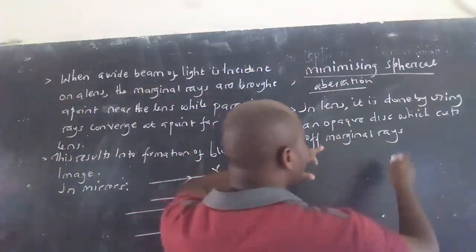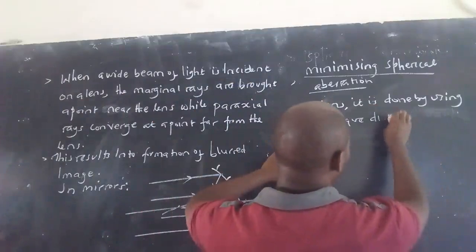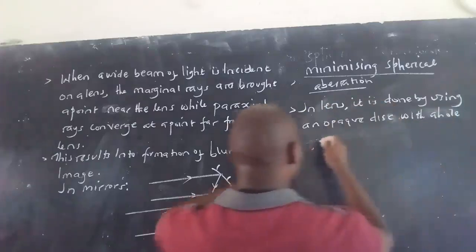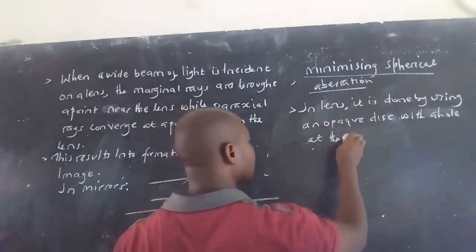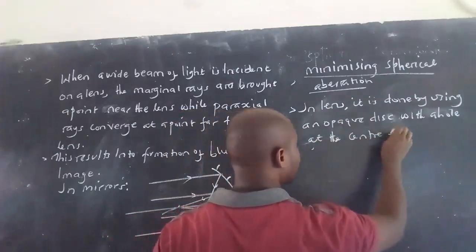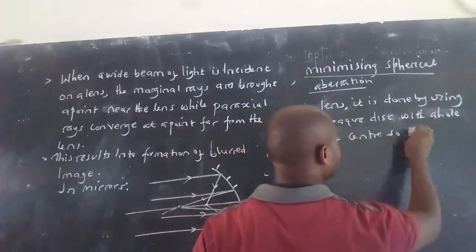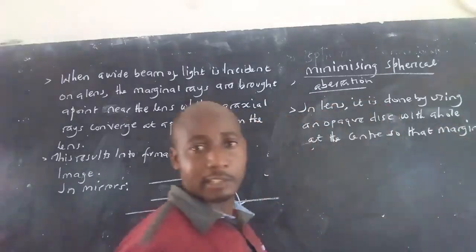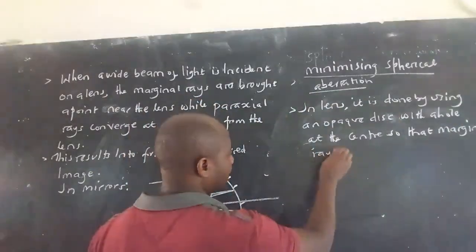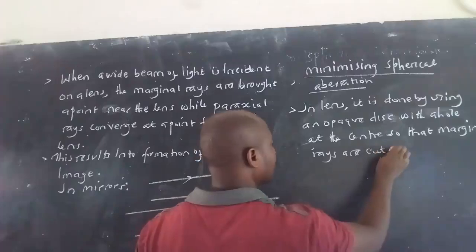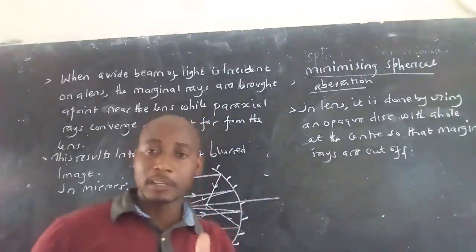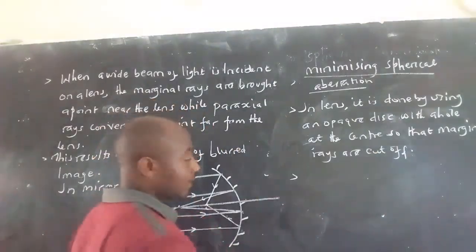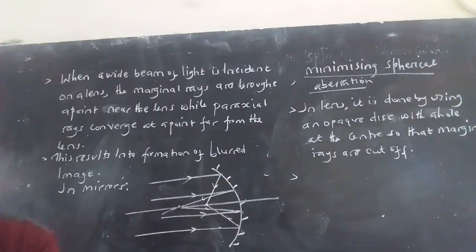An opaque disc with a hole at the center, so that marginal rays are cut off, and only central rays are allowed to pass through. That's one.